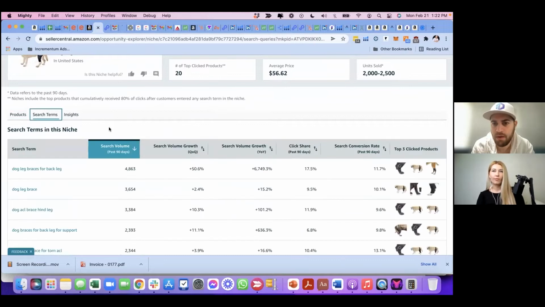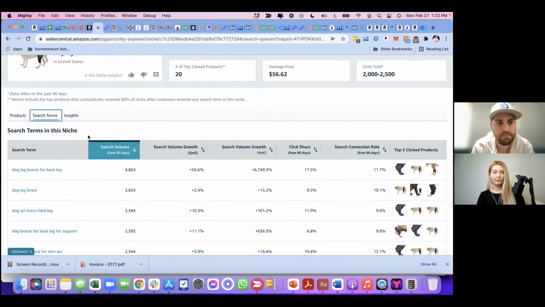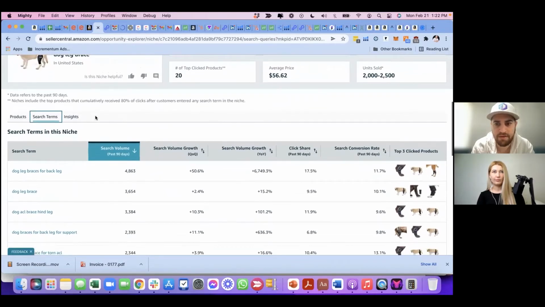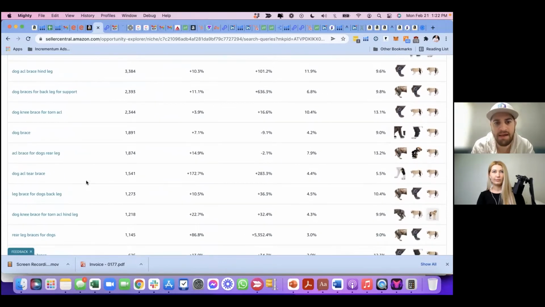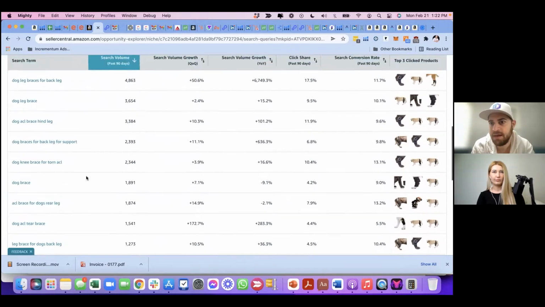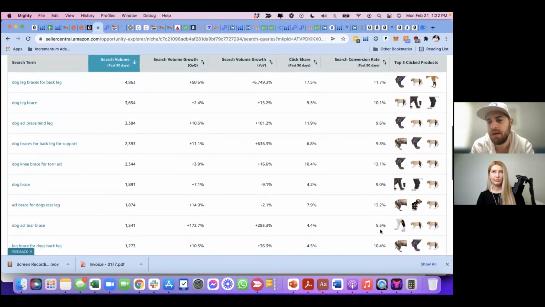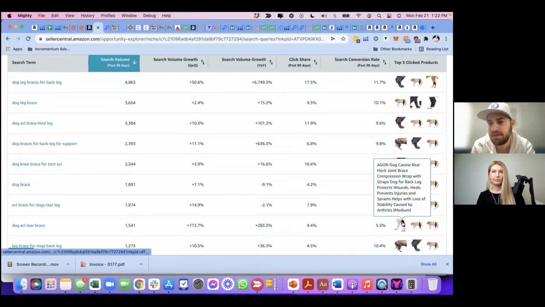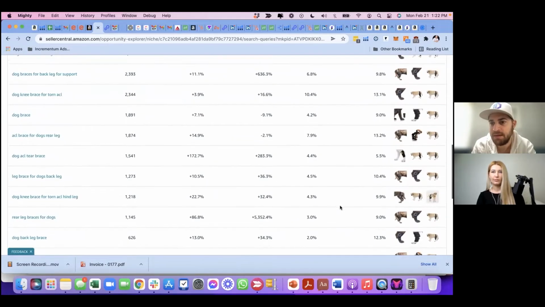advertising. And that's kind of what you can see here. So for example, going back to the dog leg brace niche, we can see that dog ACL tear brace has search convert. So this is search conversion rate. This is how well this search term even converts. So that's 5.5% conversion rate. Dog leg braces for back leg converts at 11%. So that's among the highest terms. Dog knee brace for torn ACL converts at 13%. So that's a good term.